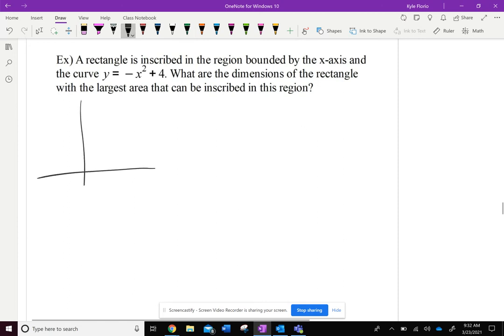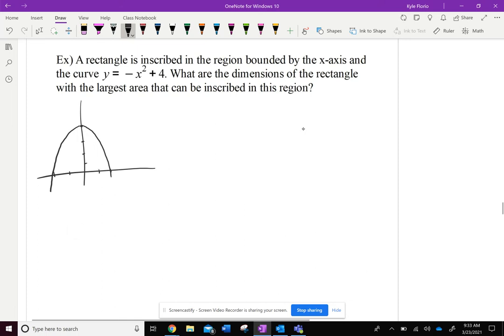Negative x squared plus 4. That is a y-intercept of 4. And I mean, you could set it equal to 0 to find the x-intercept. It's going to be plus or minus 2. You can graph it however you want to graph it, but I'm only interested in really this part of the graph. It's a parabola, and it's going to look something like that.